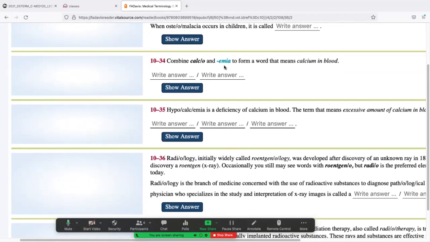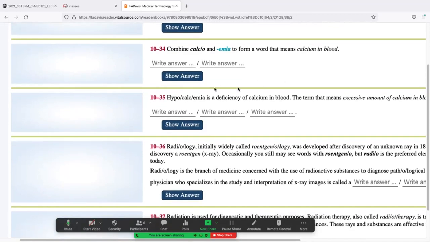Calcemia: emia, blood condition, calcium. So hypercalcemia, not a good thing. Too much calcium in my blood. Hypocalcemia, too little calcium in my blood. Either way is not good. Everything should be in the middle. My patient should be normal calcemic, also known as eucalcemic.